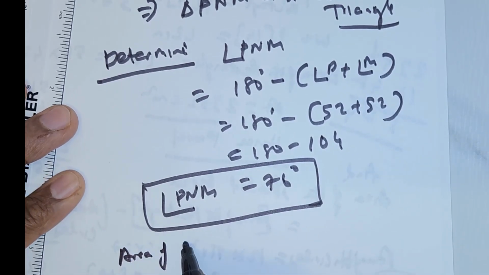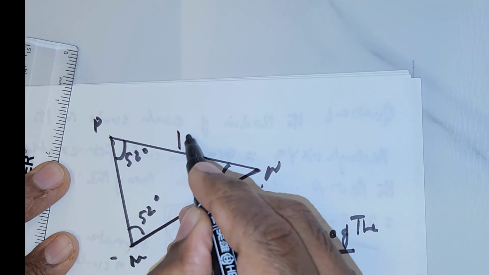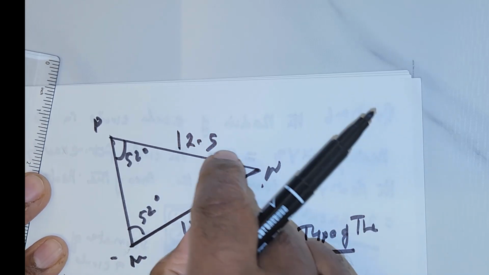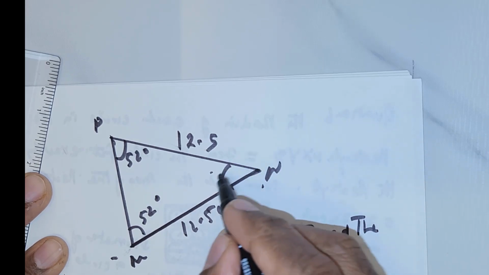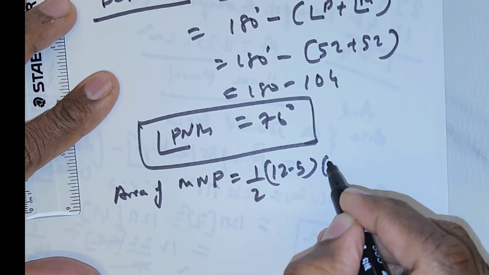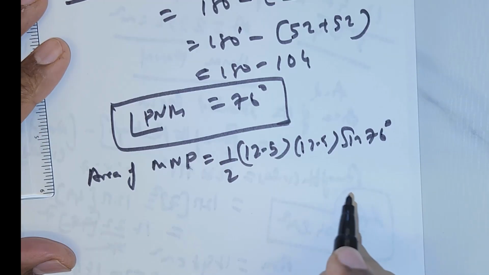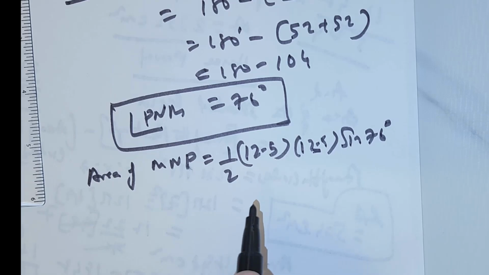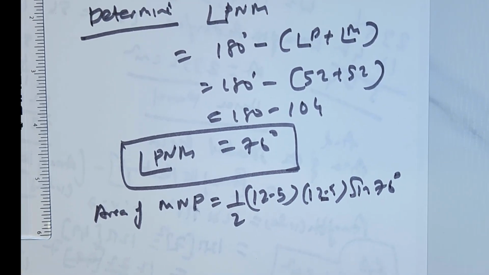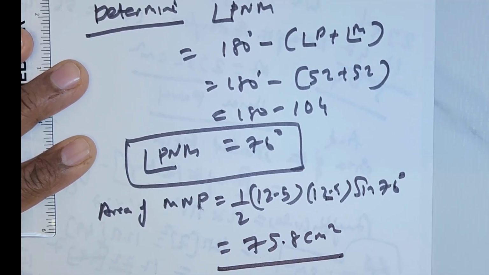Now they are asking us to get the area. Calculate the area of triangle MNP. Now this distance is 12.5. If this distance is 12.5, this distance will also be 12.5 because the triangle is isosceles. And this angle is given as 76 degrees. So the area of MNP is equal to half times 12.5 multiplied with 12.5 multiplied with sine of 76 degrees. Okay, so you will have to use your calculator and get this value. So if you were to do that, the value is going to be 75.8 cm squared. So that's the solution for this question.